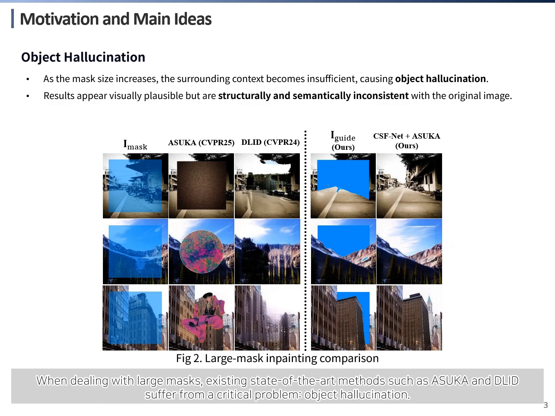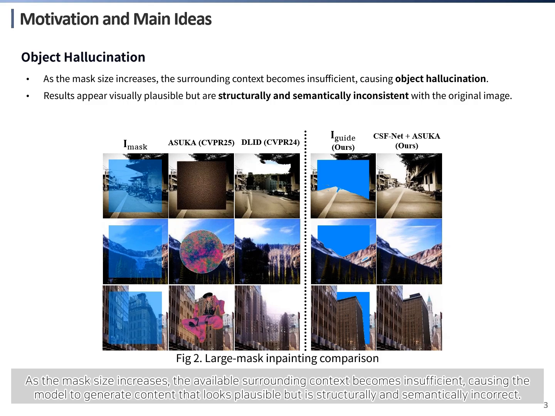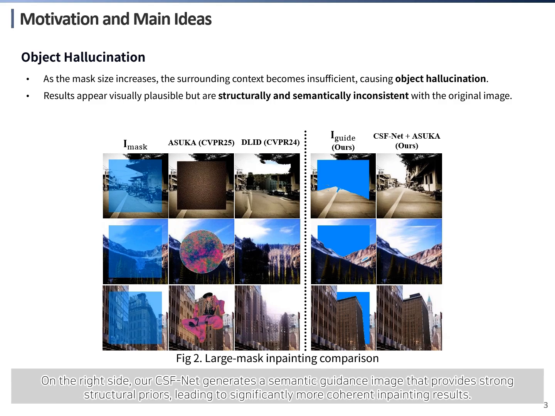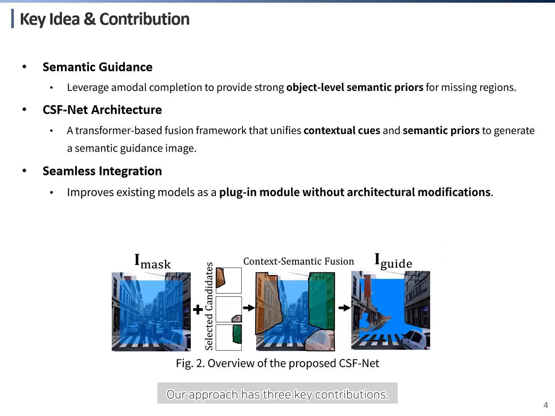When dealing with large masks, existing state-of-the-art methods suffer from a critical problem: object hallucination. As the mask increases, the available surrounding context becomes insufficient, causing the model to generate content that looks structurally and semantically incorrect. On the left side, you can see the masked input and the result from an existing method. On the right side, our CSF-Net generates a semantic guidance image that provides strong structure priors, leading to significantly more coherent inpainting results. Our approach has three key contributions.